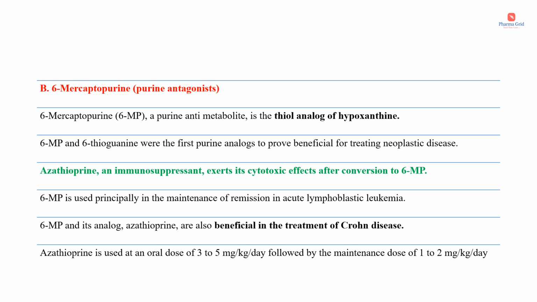So this is an important point. Azathioprine is an immunosuppressant, and it exerts its cytotoxic effects after conversion to 6-mercaptopurine. 6-mercaptopurine is used principally in the maintenance of remission in acute lymphoblastic leukemia. 6-mercaptopurine and its analog azathioprine are also beneficial in the treatment of Crohn's disease. Azathioprine is used at an oral dose of 3 to 5 mg per kilogram per day, followed by a maintenance dose of 1 to 2 mg per kilogram per day.